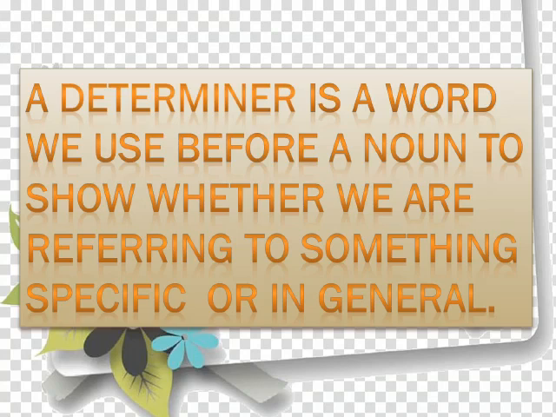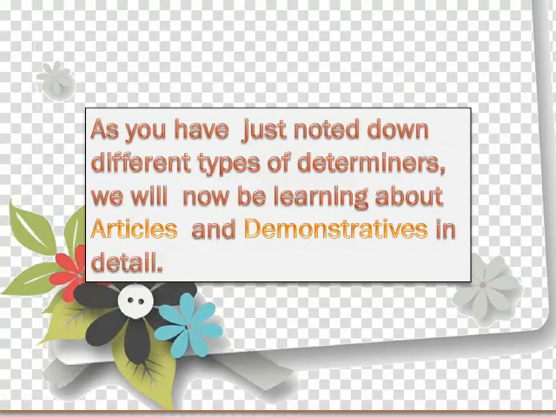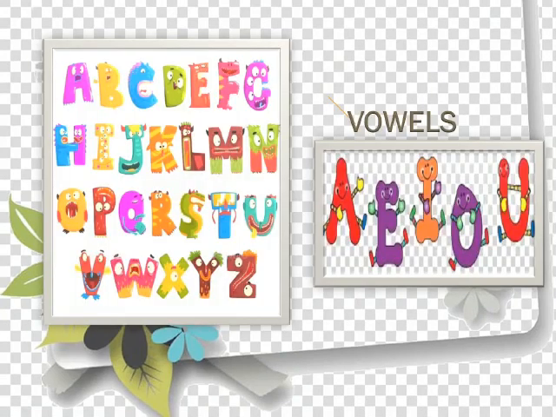A determiner is a word we use before a noun to show whether we are referring to something specific or in general. Articles, possessives, demonstratives, numerals, ordinals and quantifiers are different types of determiners. As you have just noted down different types of determiners, we will now be learning about articles and demonstratives in detail. Before learning about articles, let us revise some basics.